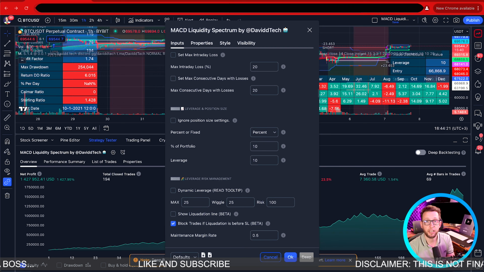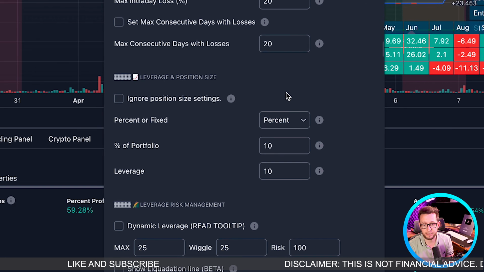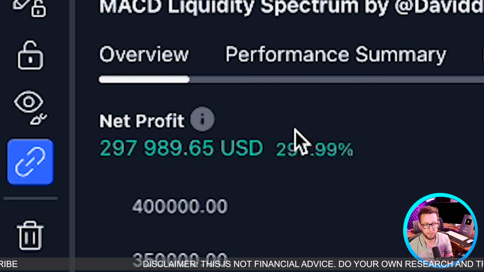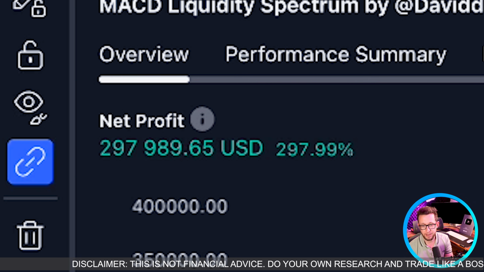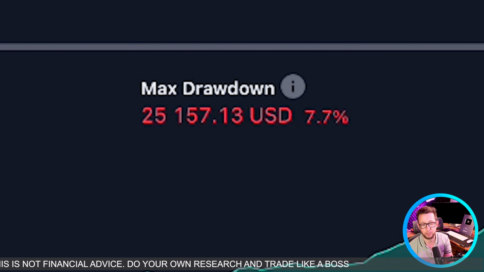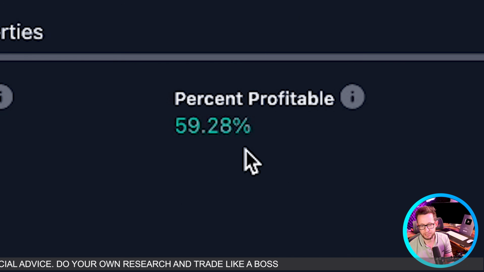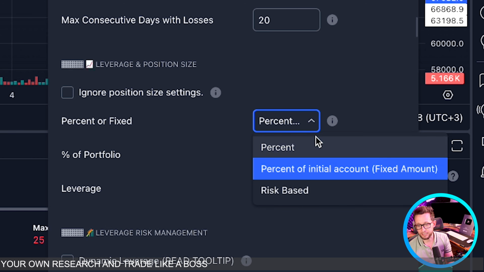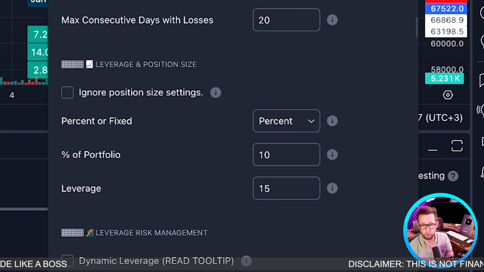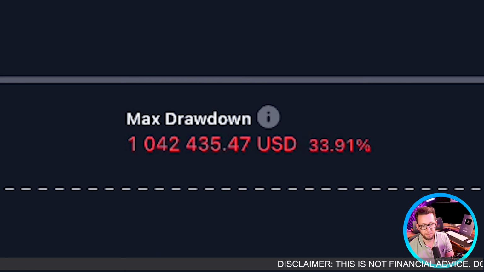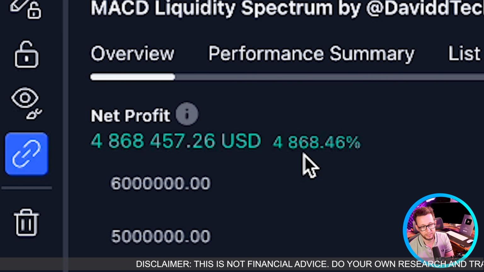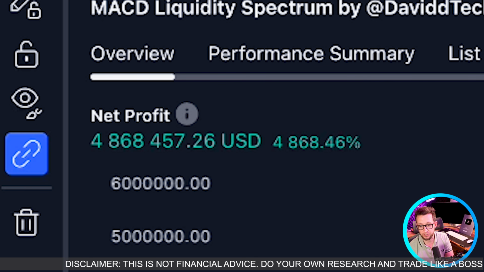Two other ways that you could trade this is to remove compounding and only use an initial amount. That reduces the net profit to almost 300% here, but the actual max drawdown is only 7.7%, which is absolutely brilliant. And we have almost a 60% win rate still. The other way is to increase your leverage to 15. Now that's going to increase the max drawdown to 33%, but it's also going to increase our net profit up to 4,868%, which is absolutely amazing.